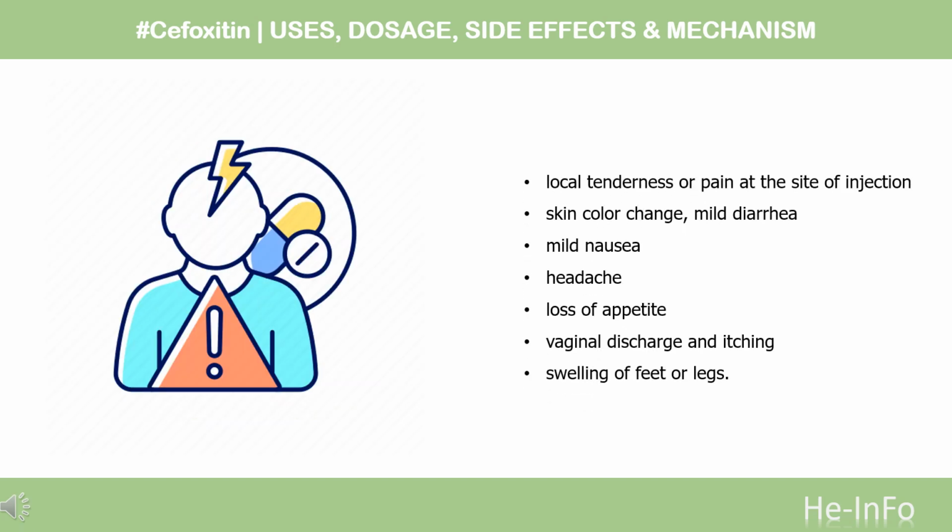Side effects. Side effects for cefoxitin are regarded as mild. Common side effects include local tenderness or pain at the site of injection, skin color change, mild diarrhea, mild nausea, headache, loss of appetite, vaginal discharge and itching, swelling of feet or legs. While cefoxitin has not been associated with alcohol incompatibility like other members of the second-generation cephalosporins class, it has been associated with a higher risk of coagulopathy, a bleeding disorder.